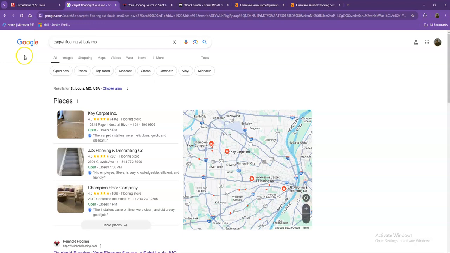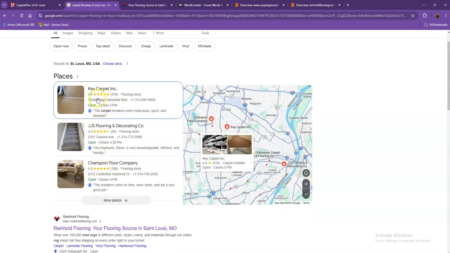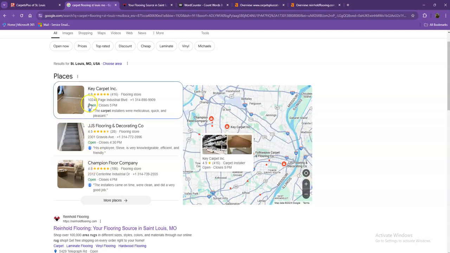So I did a quick search and I used the keyword carpet flooring in St. Louis, Missouri, which is a pretty good example of a strong keyword. Let's go ahead and talk more about the results that we have here. Starting off with the first one, these are what we call the map pack. And of course, this is something where you really would like to be, since these are the ones that get a lot of attention, a lot of traffic, and are easier to find.